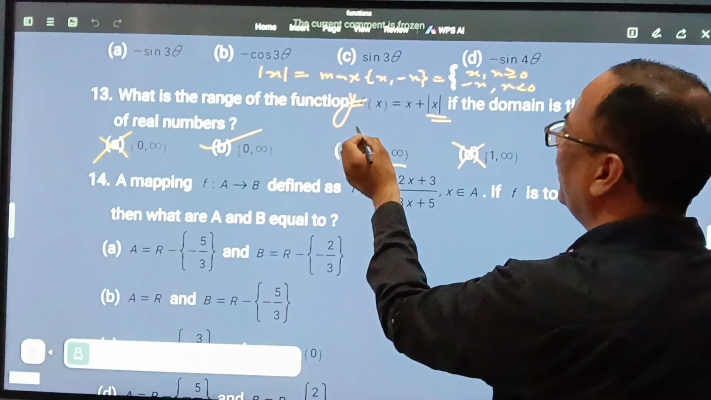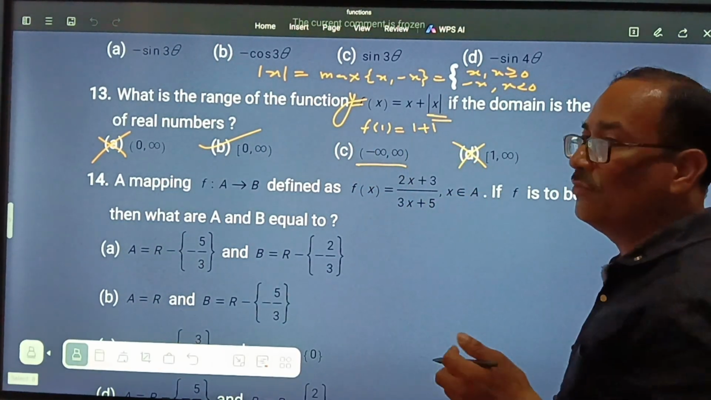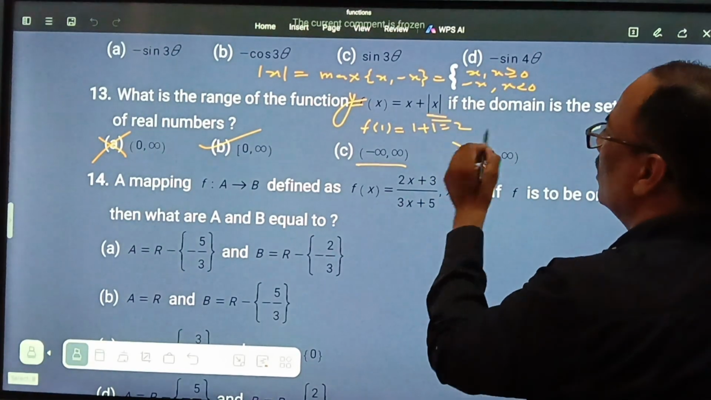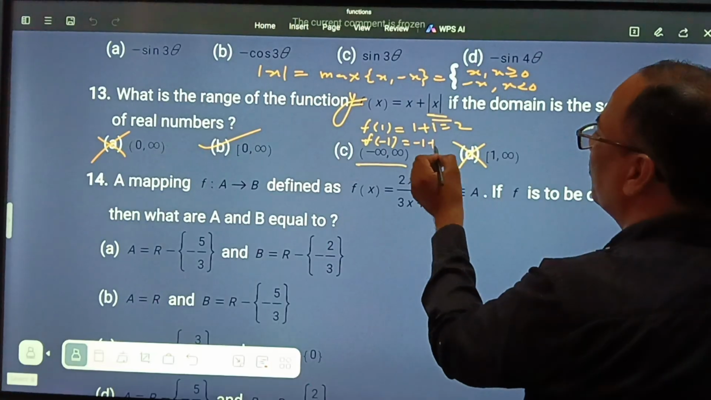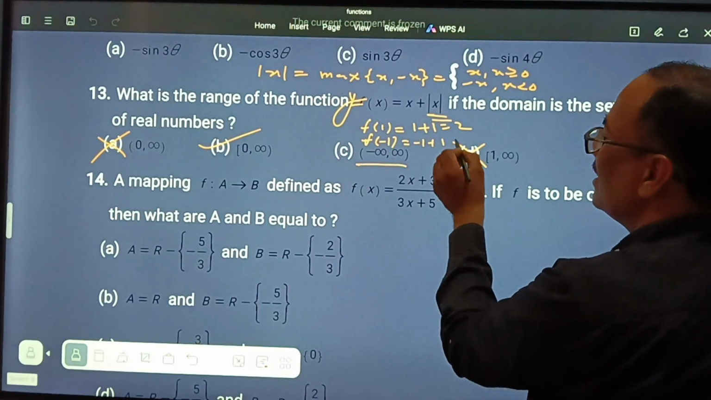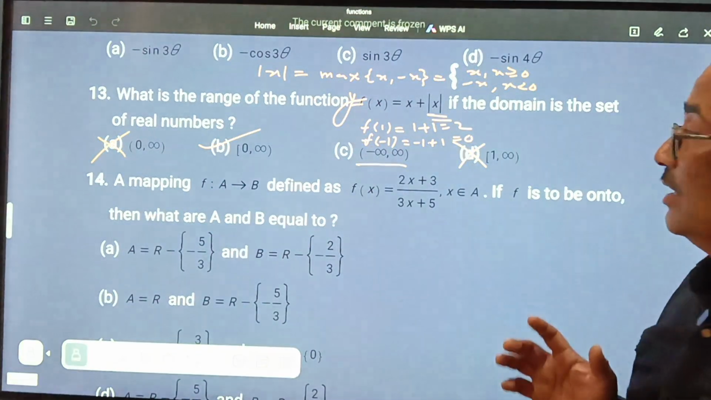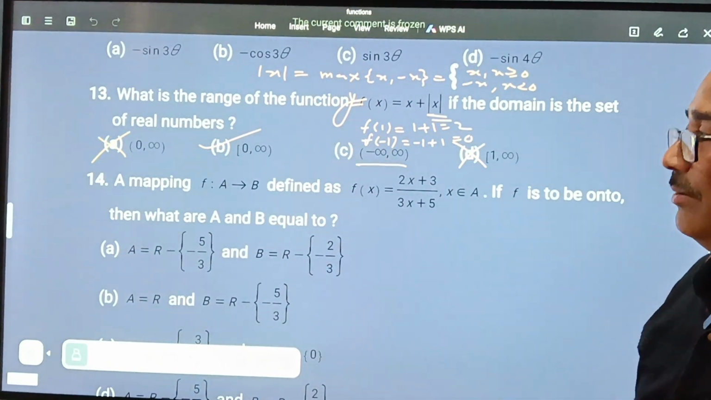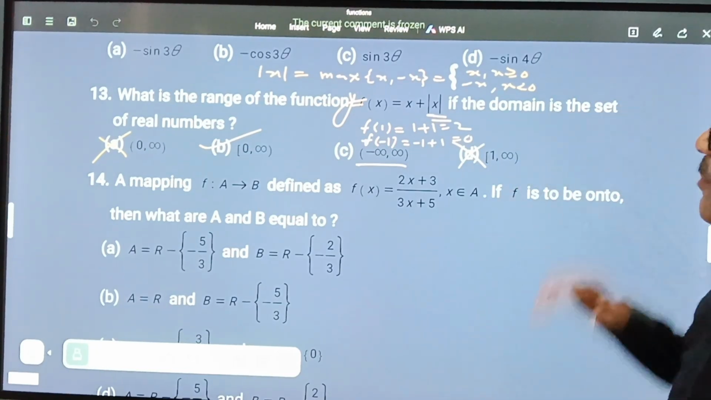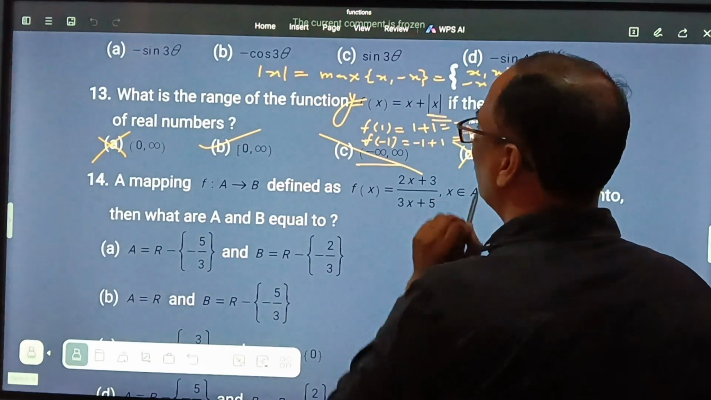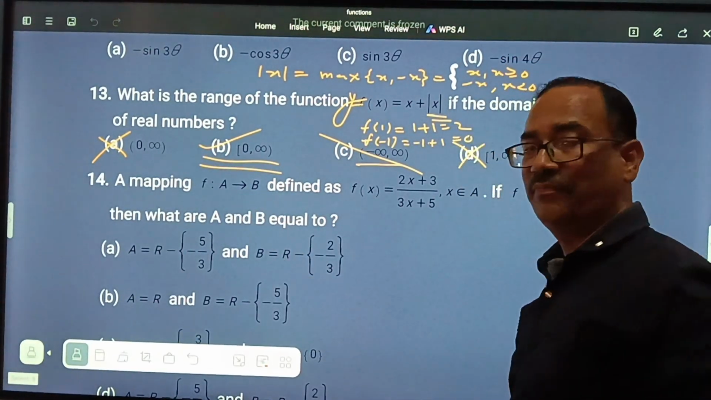For example, if we take f of 1, what do we get? This is 1 plus 1, modulus of 1 is 1, so this is 2. And if we take f of minus 1, what do we get? This is minus 1 plus modulus of minus 1, which is again 1, so its sum is 0. That is, f is never negative, its minimum value is 0 and maximum value goes up to infinity, hence option C is also wrong, hence the correct option is B.